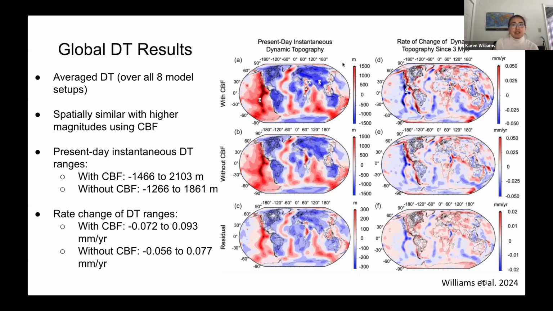The highest magnitudes of uplift are marked with A and B for both present day instantaneous and rate of change. And then the highest magnitudes of subsidence are marked with C and D, which you can see here. So for both instantaneous present day and rate of change of dynamic topography, we observe a trend of spatial similarities with generally higher magnitudes in estimates of dynamic topography calculations with the CBF algorithm implemented, which you can see based on the ranges here for present day and rate of change of dynamic topography with versus without the CBF.